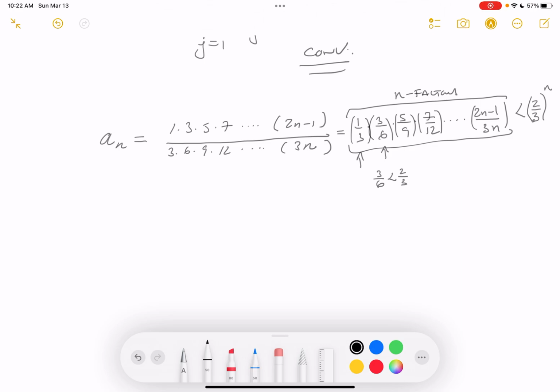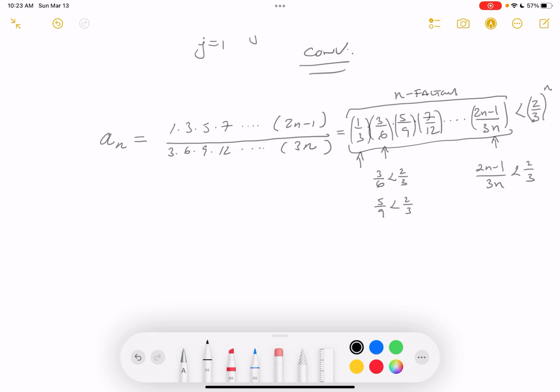Yeah, and you can keep going through that list, by the way. 5/9, 2/3 is definitely bigger than that. So forth and so on. I'm really concerned about the last guy, though. Let me write this down: (2n minus 1) over 3n, and 2/3.